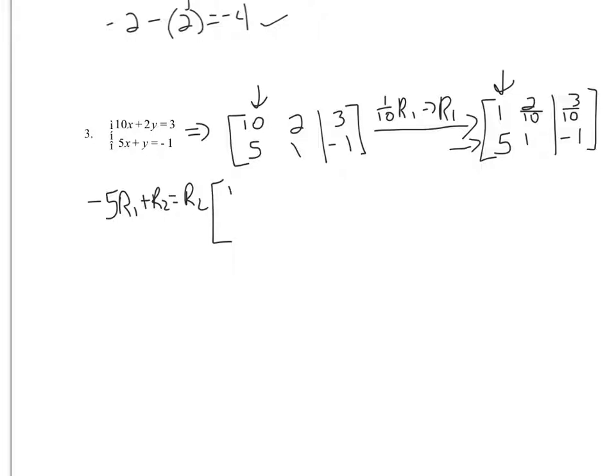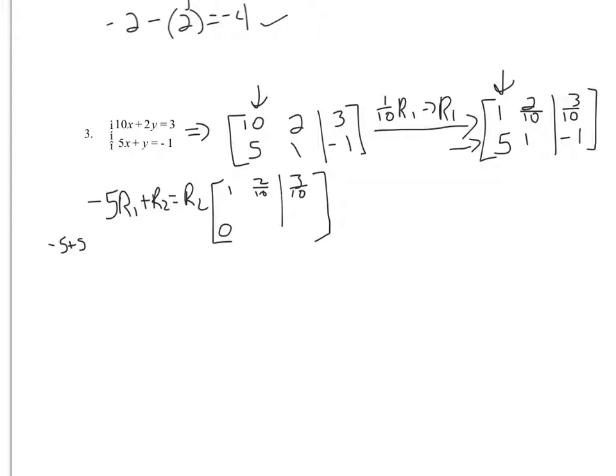All right, top row is still 1, 2/10, 3/10. By the way, if you want to reduce 2/10 down into 1/5, that is perfectly okay. I'm just going to leave it as it is for right now. If I multiply the top row times -5, then I'm going to have -5 plus 5, which is how I get 0 for the first element. And by the way, these are called elements in the row.